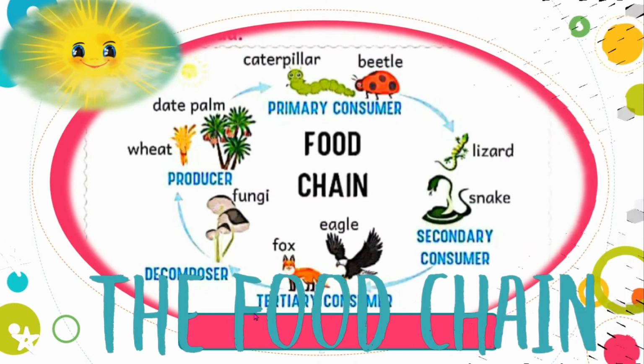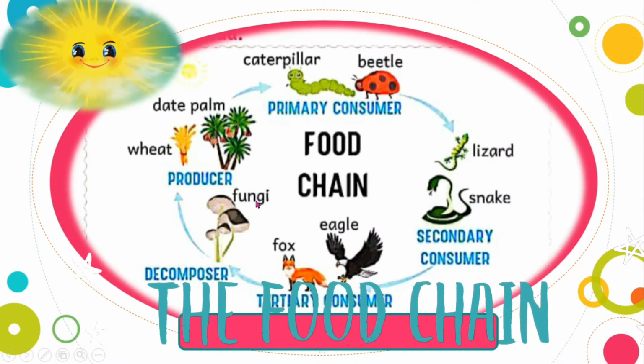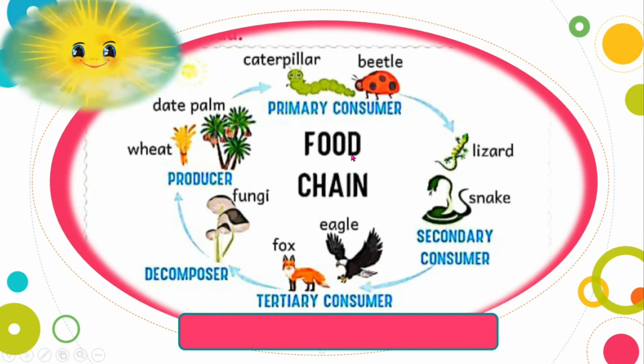Today we are going to speak about something called the food chain. What is the meaning of the food chain? The food chain shows how plants and animals get their energy.